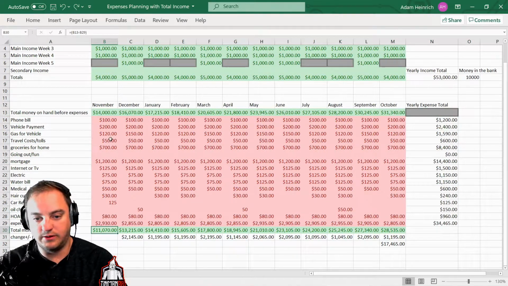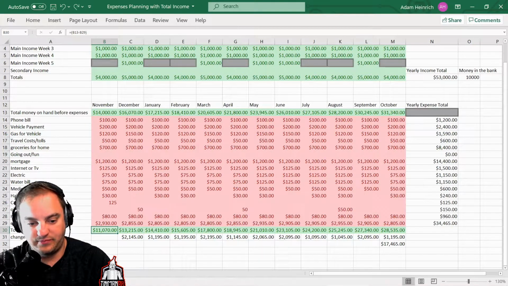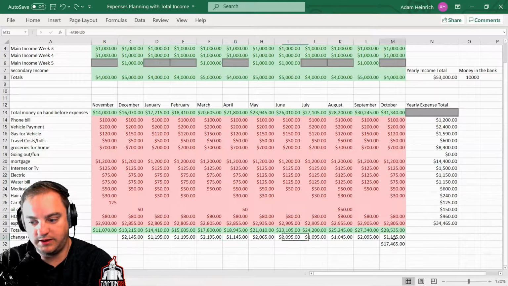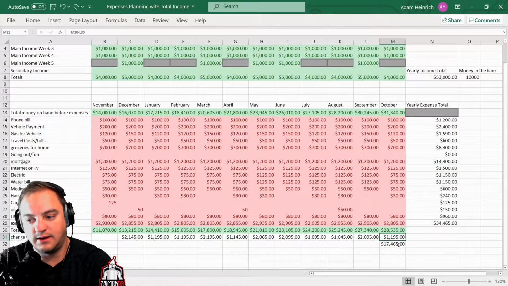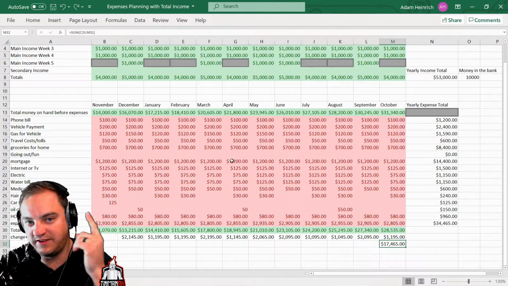Okay, so we started out with $14,000, and on this budget, at the end of November, we'll have $11,070. After December income, we'll have 16. Okay, and by the end of that month, we'll have 13. So on the bottom, I have change or profit or loss. Okay, we gained $2,100 over a month, so the profit here is actually pretty good. So over a year, you will be able to save $17,465. All right, but let's not forget what did we leave blank?